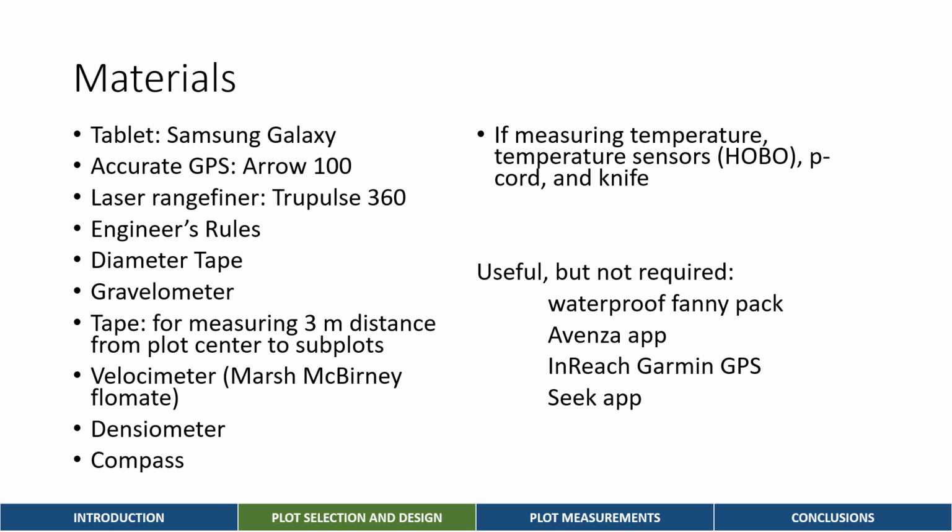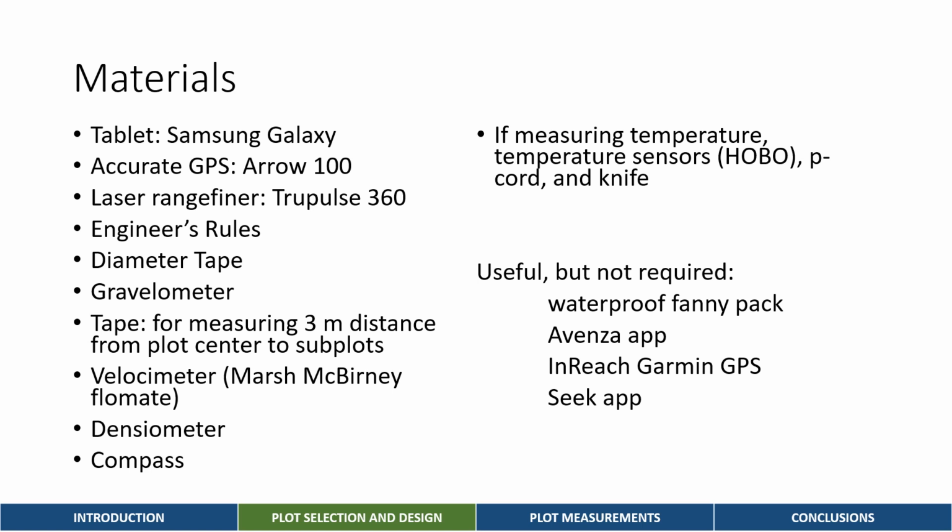And then if you decide to measure temperature as well, we installed HOBO temperature sensors during low flow, and they were submerged at the time we installed them. We tied them with P-cord, and we always had a knife with us to cut the P-cord and then tie the temperature sensor onto a stable object. It was useful for us to have a waterproof fanny pack because sometimes you accidentally end up swimming.